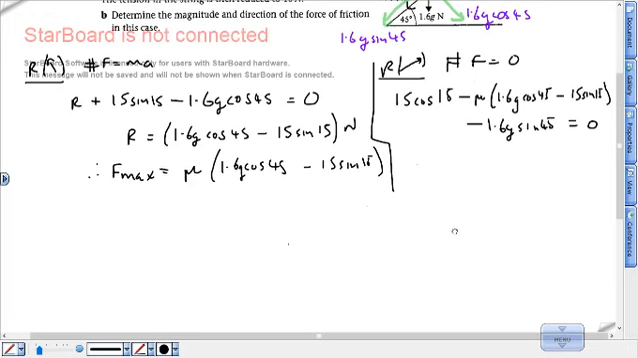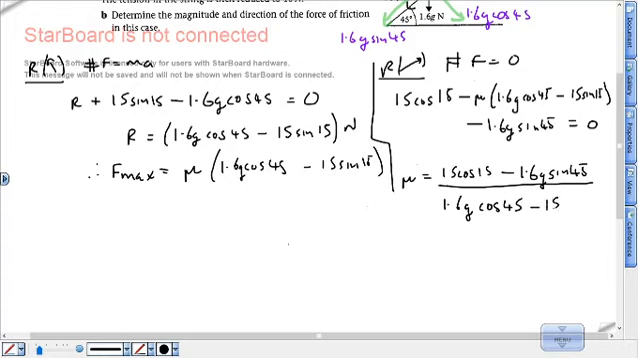Now I can rearrange all of that to give you mu is simply equal to 15 cos 15 minus 1.6 g sin 45, all divided by your 1.6 g cos 45 minus your 15 sin 15. Right, the answer to that should obviously lie in the range between 0 and 1, and it's got no units.